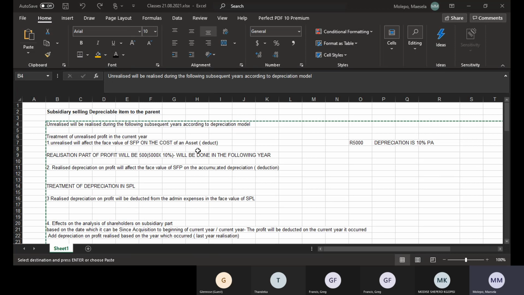So you just have to check, is this unrealized profit or realized profit? Unrealized profit, you deduct. Realized profit, you add. The realized profit will be based on the next year. So if it happened last year, then in the following year it is going to be realized. The same applies to the depreciable asset. If they sold the depreciable asset in the current year, it will be the unrealized profit. It will be deducted. However, the depreciation will be added in the next year, as that asset will be used by the subsidiary or by that particular parent, depending on who sold to whom.